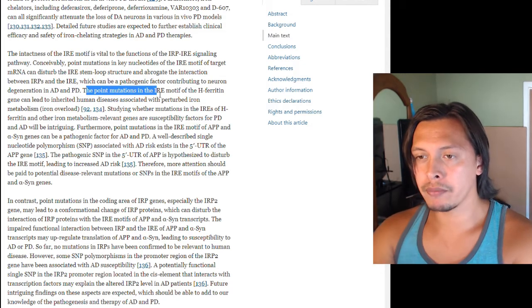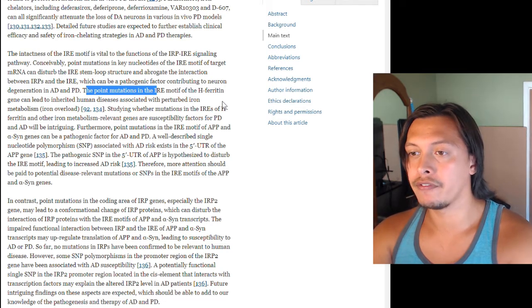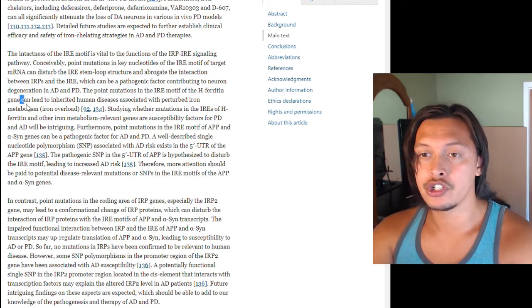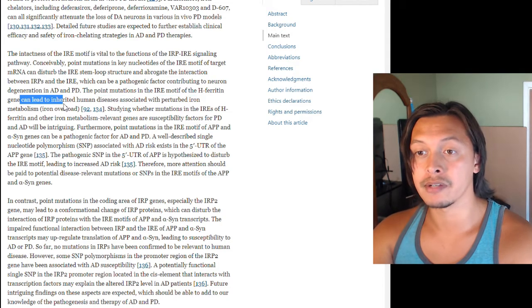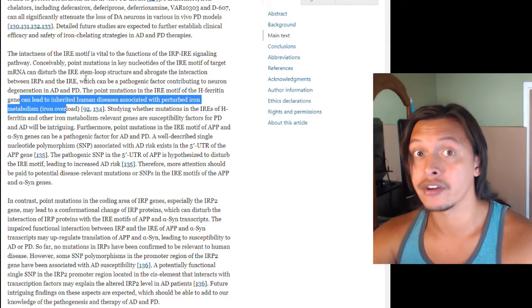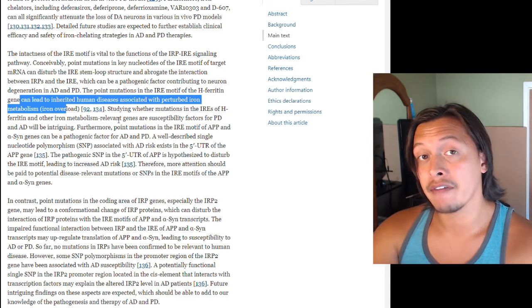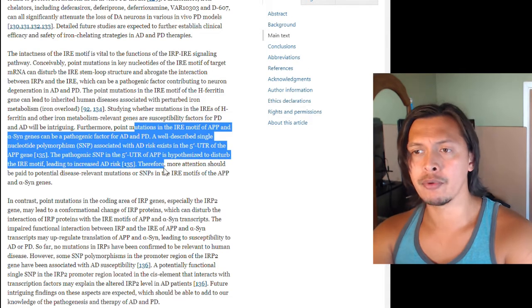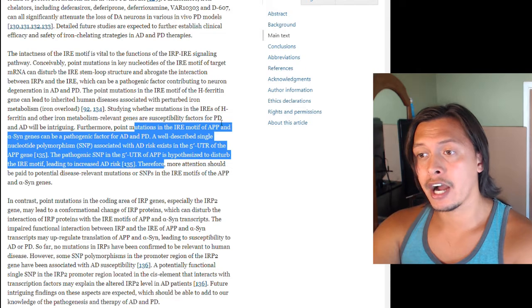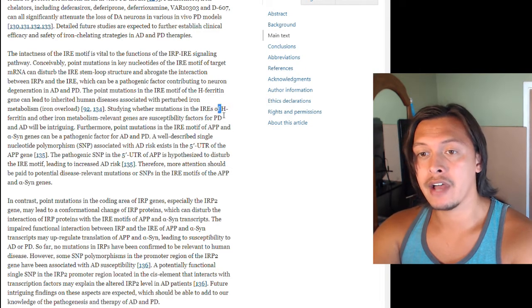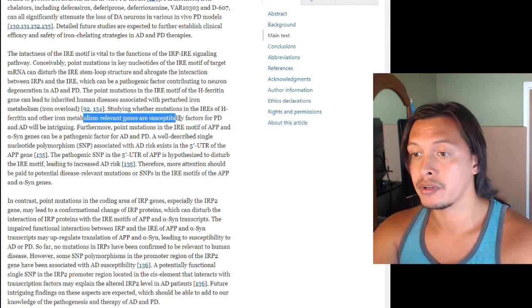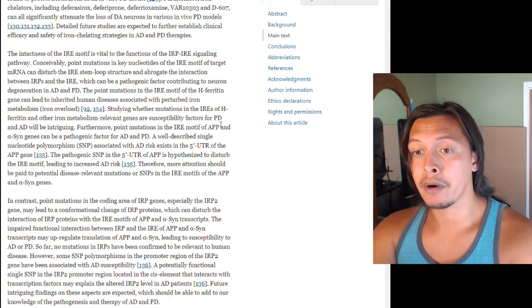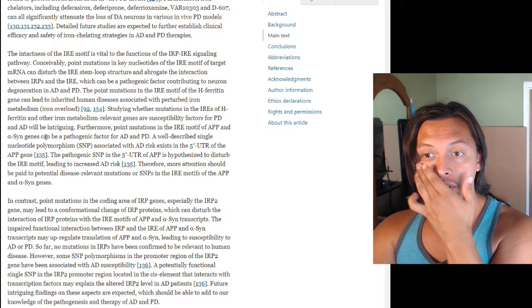So a point mutation of the IRE motif of the heavy chain ferritin gene can lead to an inherited human disease associated with perturbed iron metabolism or iron overload. You just have too much iron and it's not being sequestered by the heavy chain of the ferritin. Anyways, studying whether mutations of the iron regulatory elements of heavy ferritin and other iron metabolism relevant genes are susceptibility factors for Parkinson's disease and Alzheimer's disease will be intriguing.